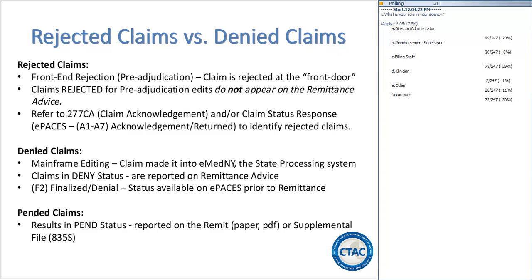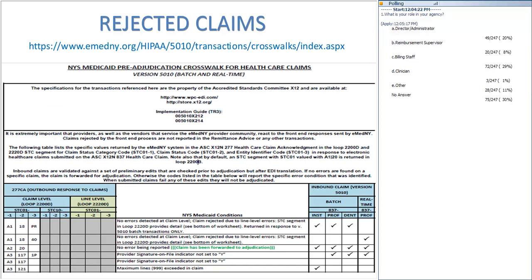So rejected claims, if we go on to the next slide, there's a place on the emedny.org website. It's found by going to emedny.org, and you're going to go to the HIPAA support tab on the top row of the emedny.org page, and you're going to look for crosswalks. And within those crosswalks, there's a pre-adjudication crosswalk. And this document has several pages, but essentially what it does is it explains the code numbers that are coming back to you.